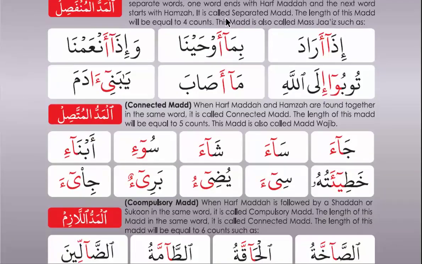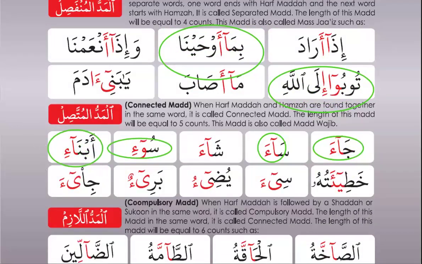So munfasil is a med. Yes, we make it 4 to 5 counts. But it's called munfasil because the letter of hamza is not in the same word that has the med symbol or the med letter. Med letter is actually correct, but I'm trying to simplify it, right? And muttasil has the med symbol and the med letter with hamza in the word. So these are 2 words. These are 3 words. This is 1 word, 1 word, 1 word.